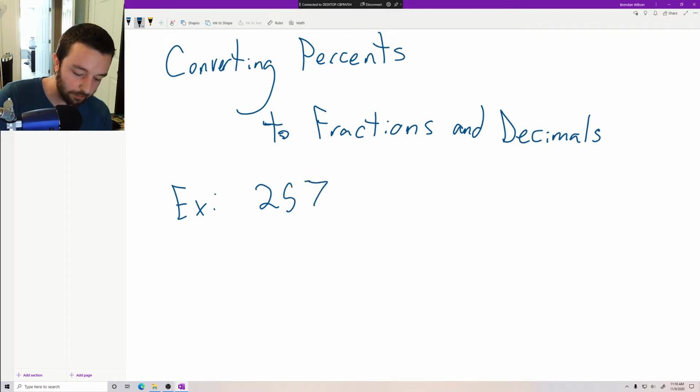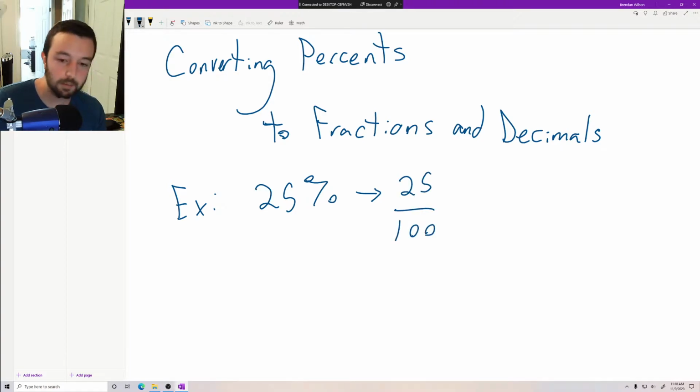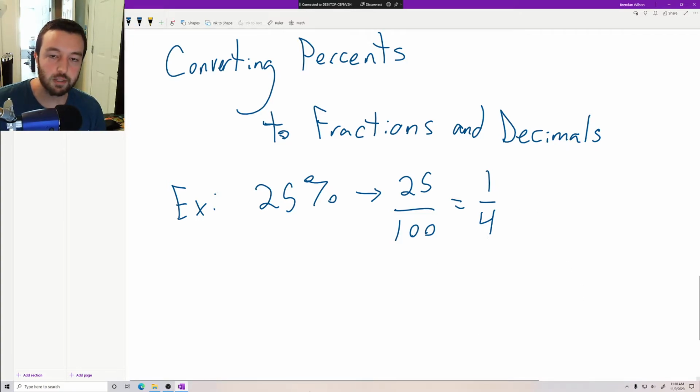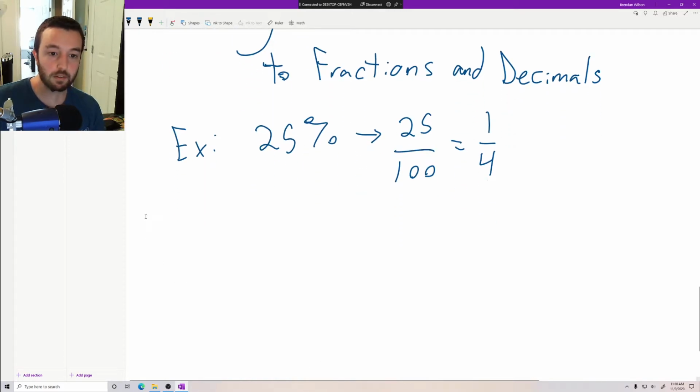If we have 25%, well, to convert this to a fraction, all we have to do is take this number and put it over 100, because that's what a percent is by definition. Okay. Now at this point, you could go ahead and simplify the fraction if you want. Here you can take a 25 out of the top and bottom and get 1/4. And then you could also convert the fraction to a decimal. But we don't even actually need to do that.